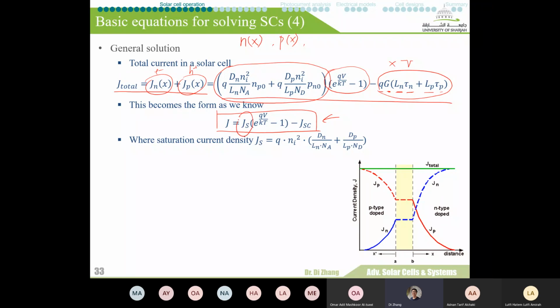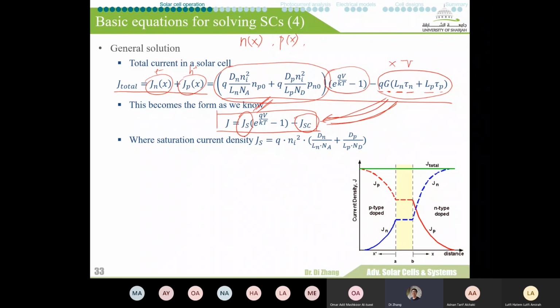The saturation current density is basically this part. Our familiar J short circuit, the short circuit current density, is coming from here. That is how we obtain the saturation current density and the short circuit current density. We didn't explain from where we got them before, but here you can see directly that the saturation current density and the short circuit current density come from these several physical parameters.